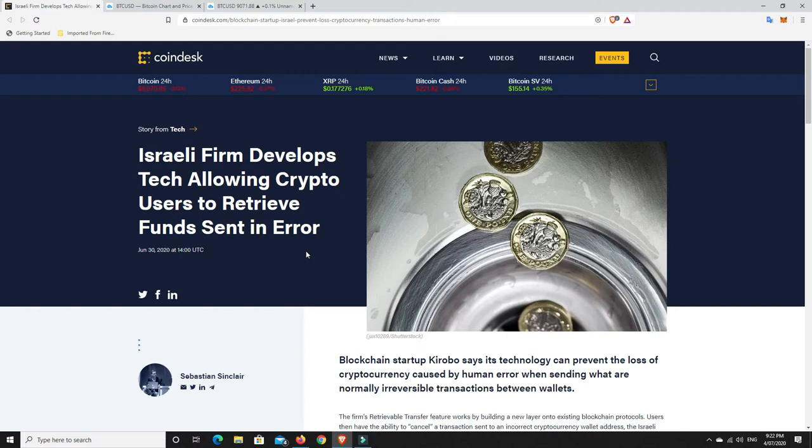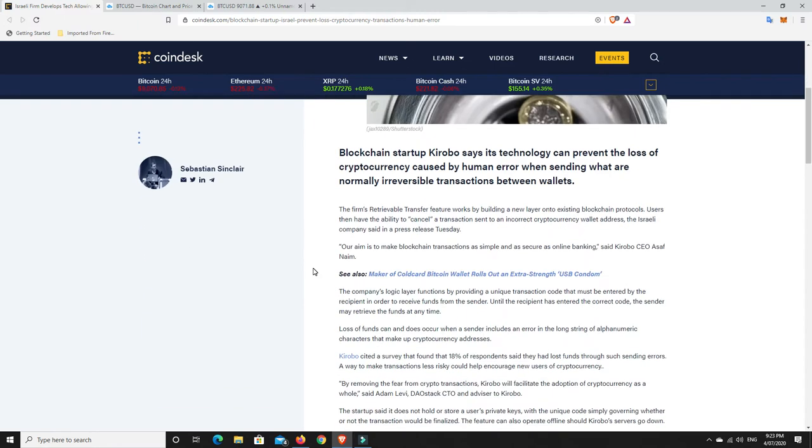This is some of the things that would really put people off, that you accidentally send your crypto to the wrong address and then you lose it, especially if it's a lot of money for whoever it is. A lot of money might be $50 to some people, and to others it'd be hundreds, thousands, and millions. But if we go down here, I'm not sure if I'm pronouncing this right, but Kirobo says its technology can prevent the loss of cryptocurrencies caused by human error when sending what are normally irreversible transactions between wallets.